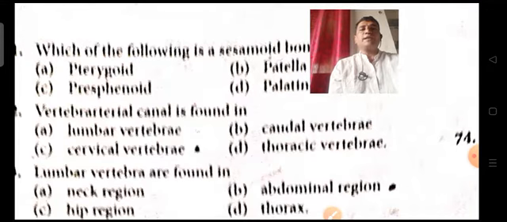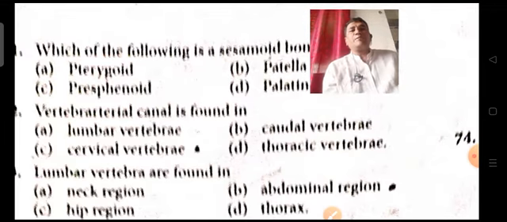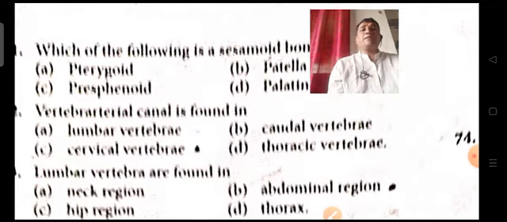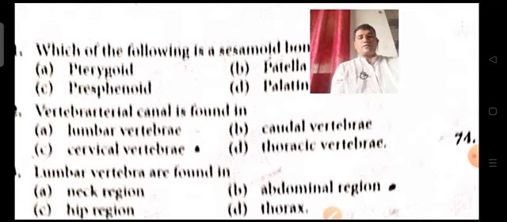So you know that palatine is present in the oral cavity. Pterygoid bone and sphenoid are present in the skull region. Patella is generally a sesamoid bone. This is present in the knee joint. These are also called knee caps, and these are formed by the ossification of tendon muscle.